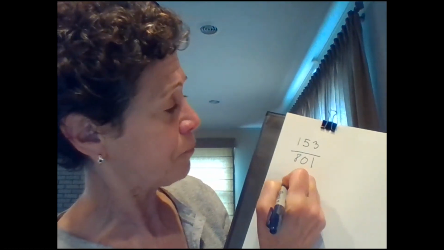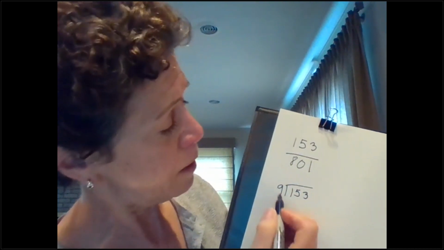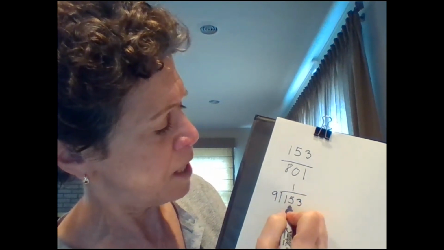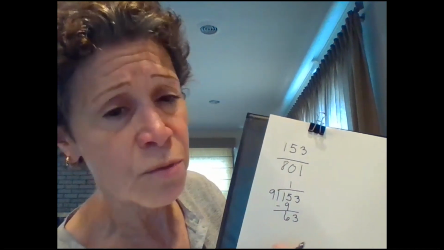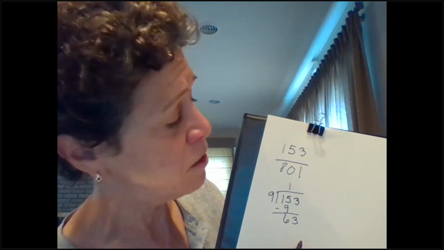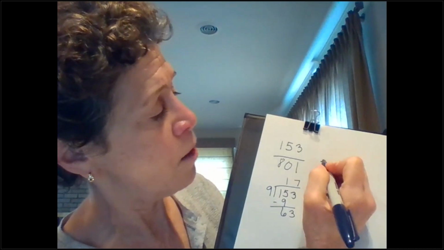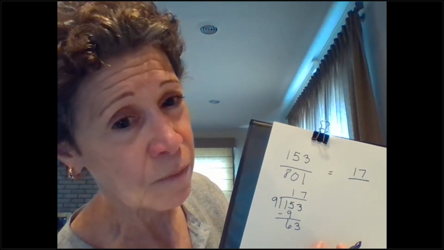Let's divide 9 into 153. So 9 goes into 15 once. 1 times 9 is 9. Subtract, that's 6. Bring down the 3, 63. How many times does 9 go into 63? 7. Okay, so now I have a numerator of 17.